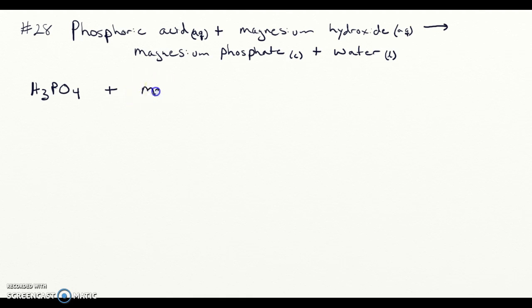In this case here, magnesium, and it has a +2 charge, and then the hydroxide, OH -1 charge. And it yields magnesium again, Mg +2, and then the phosphate PO4 -3, and then it gives us water. And I'm going to write it out the way I told you, H plus 1 OH -1.